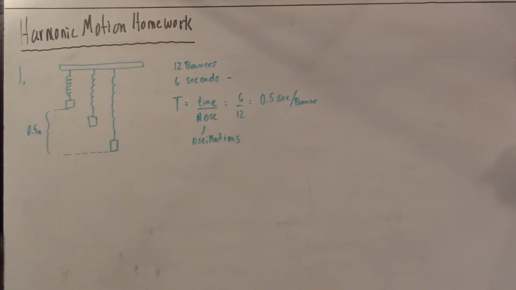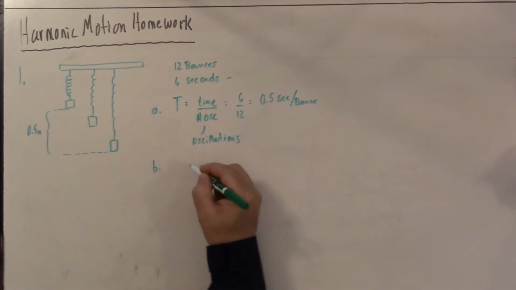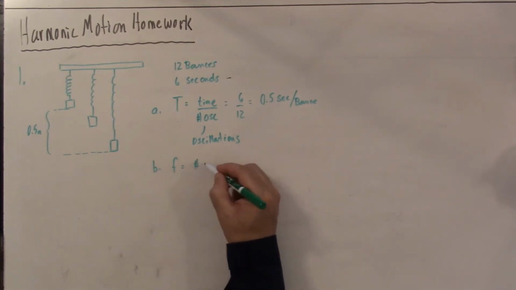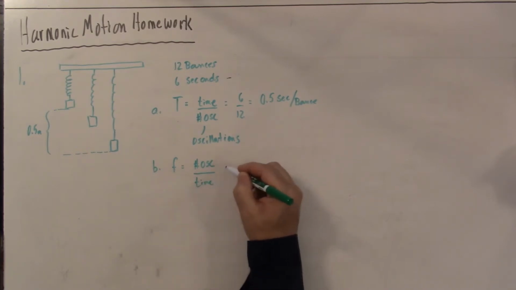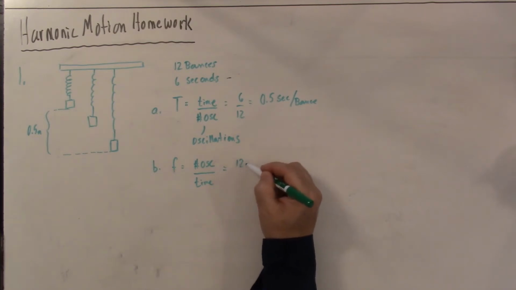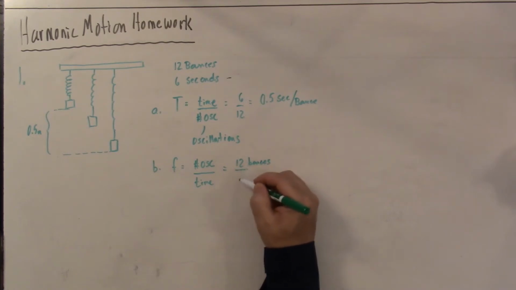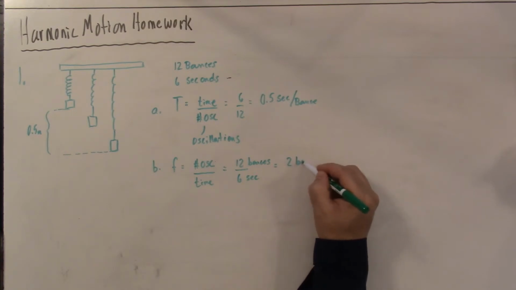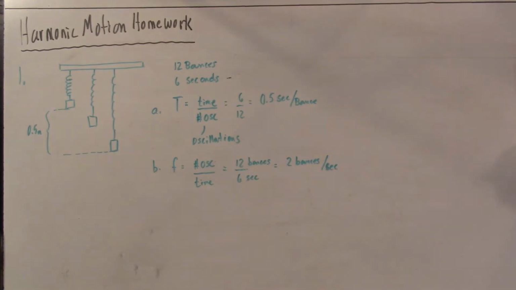So that was A. B says, what's the frequency? Well, the frequency is very similar to the period. We're going to use little f for frequency, and that can be calculated by taking the number of oscillations divided by the total time. So in this case, it's 12 bounces in 6 seconds, and that gives us 2 bounces per second. That means for every additional second that goes by, it bounces 2 more times.